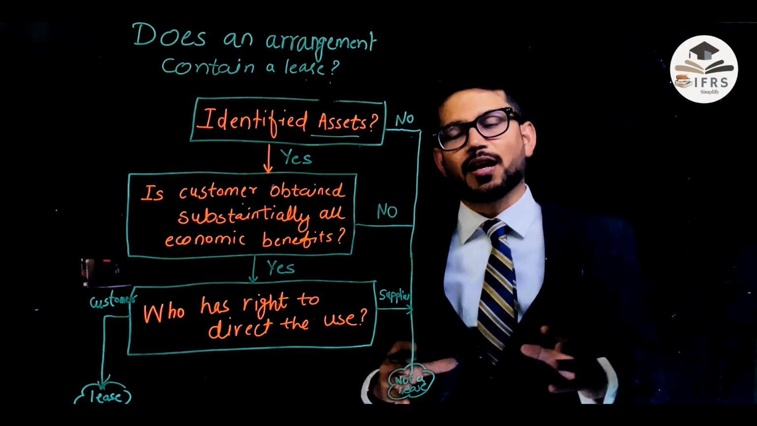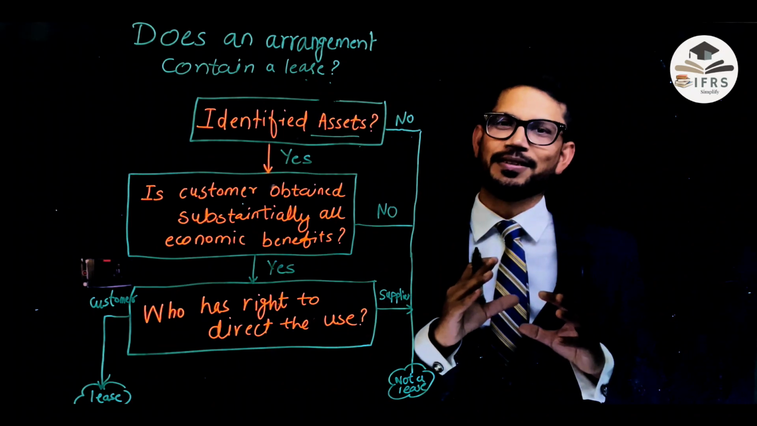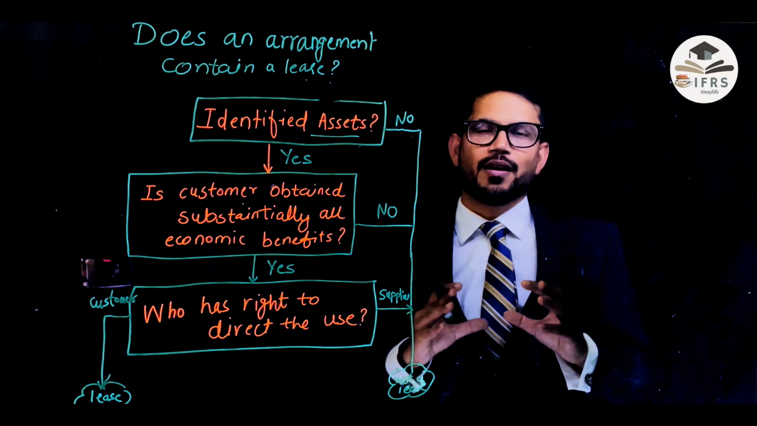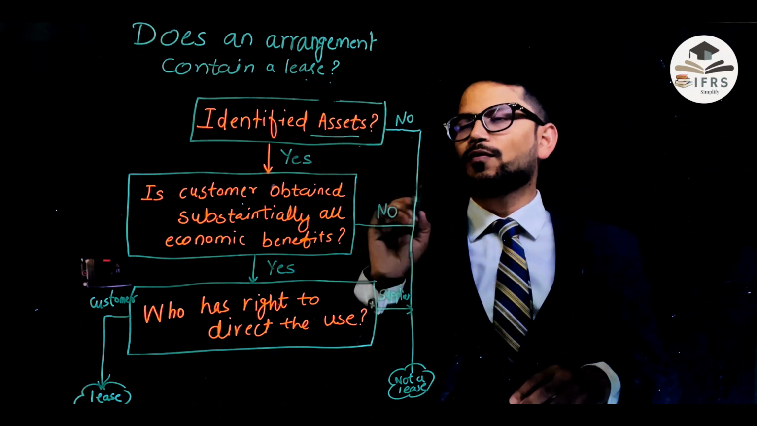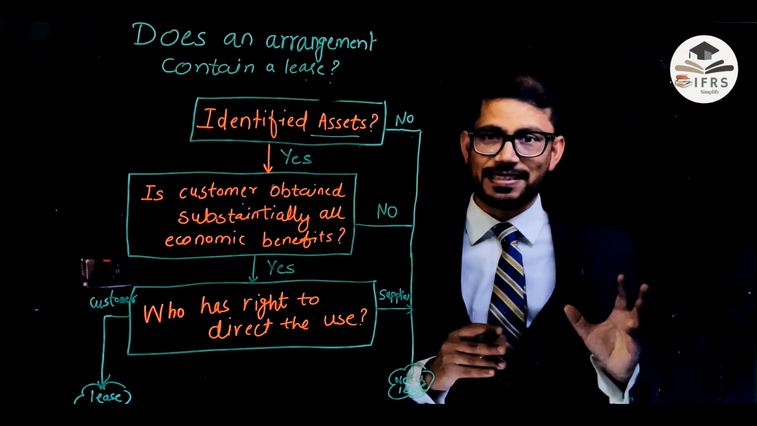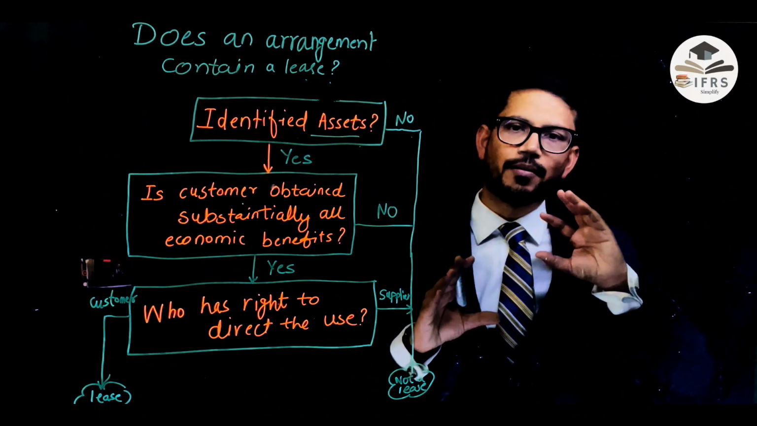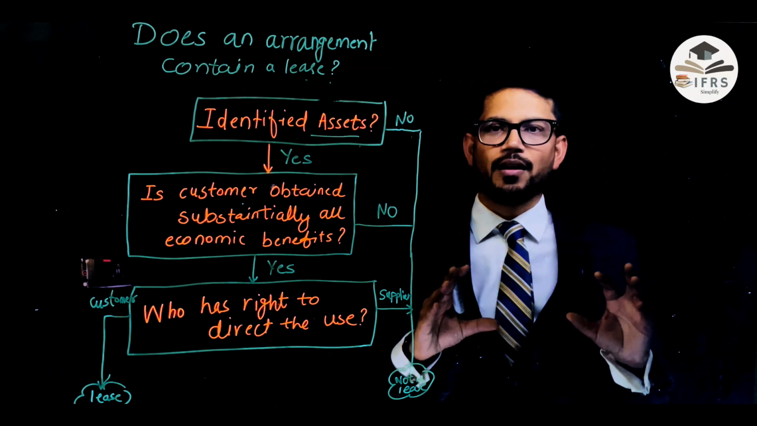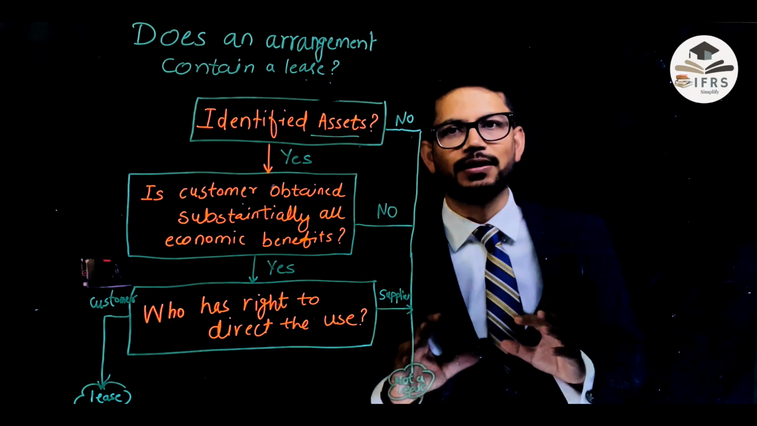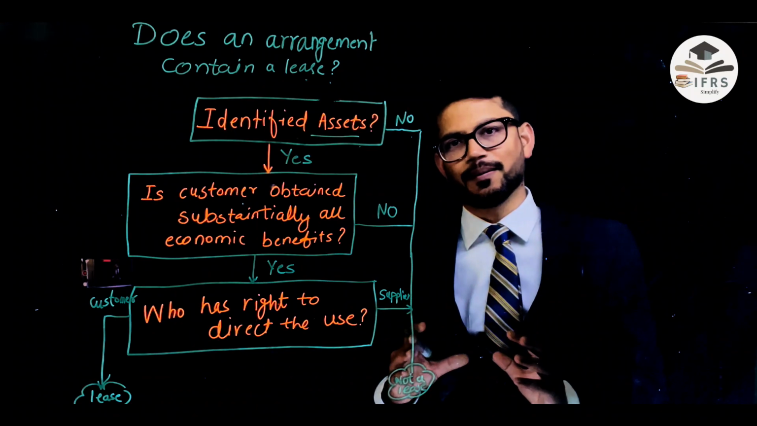So let's quickly understand how to do the assessment of whether an arrangement contains a lease or not. There are three conditions given in the standard. Let's quickly go through them. The first one is we need to assess: is there any identified asset? It can be explicitly given in the contract or implicitly mentioned in the contract. And if we conclude that there is no identified asset, then it's not a lease. It may be a service contract which can be directly recorded in the P&L.